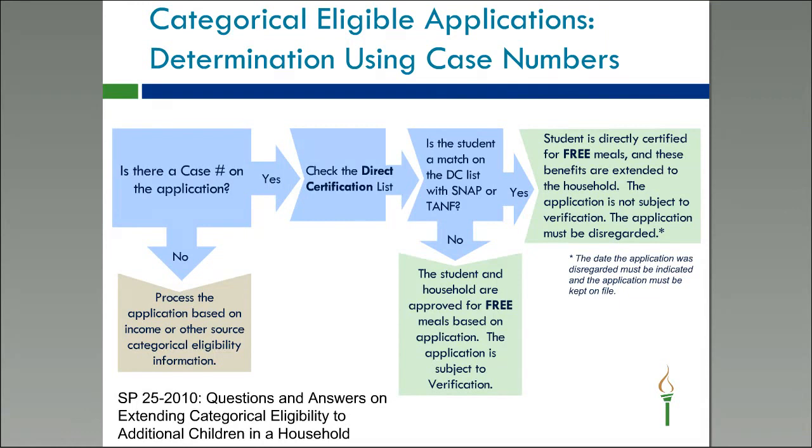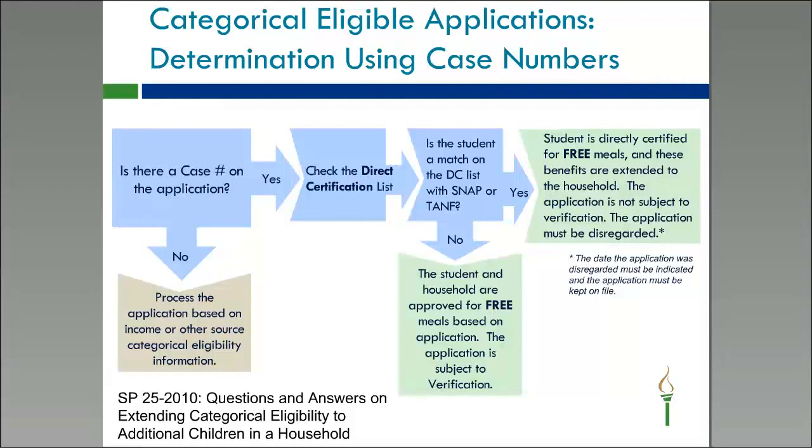If an application is submitted with a case number, you're encouraged to review the direct certification list to see if any students are a match. If there's not a case number on the application, process the application based on other information that is there. If there is a case number, check the direct certification list. If the student is not a match on the direct certification list, then the household is still free based on the application, and the application is subject to verification.